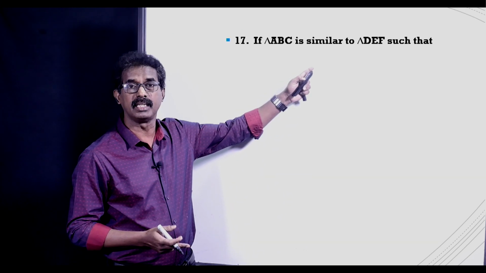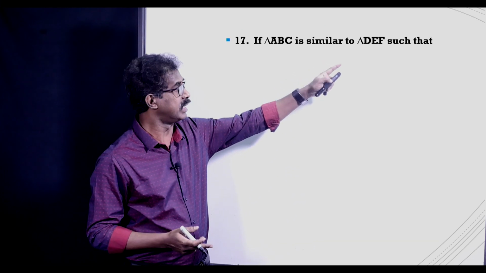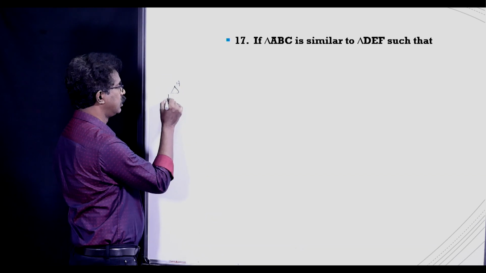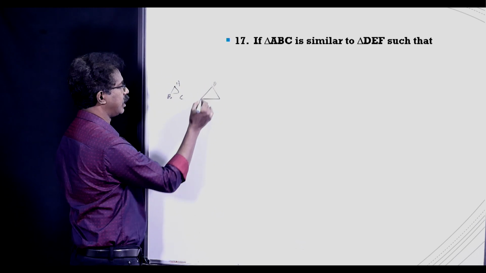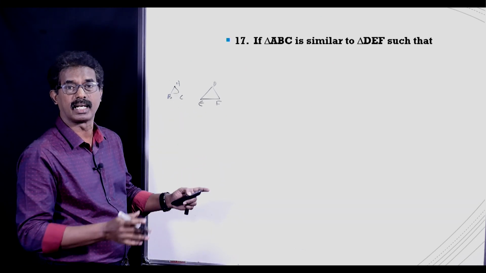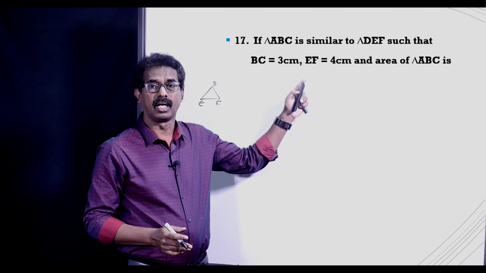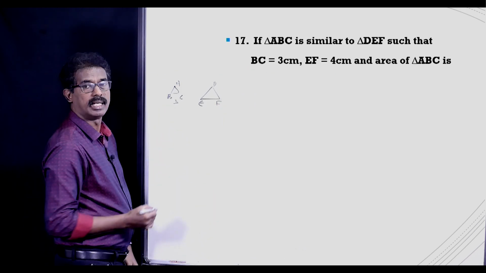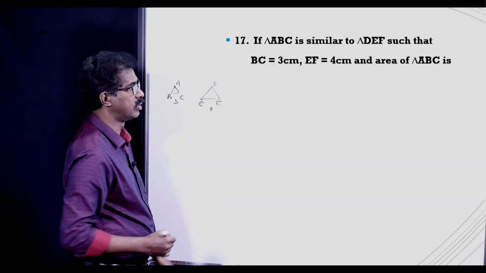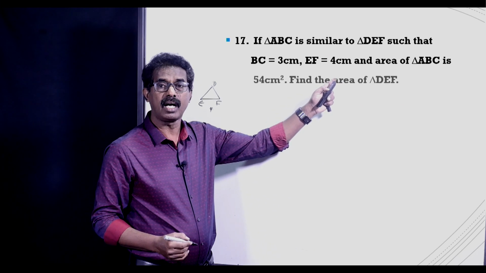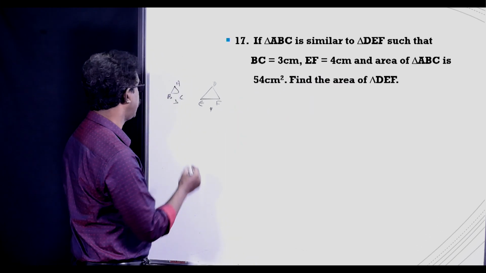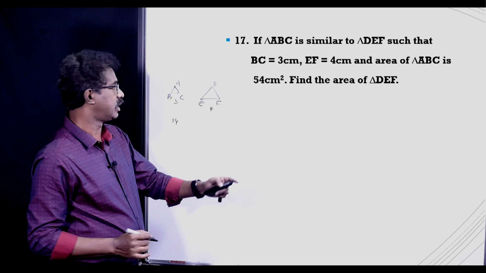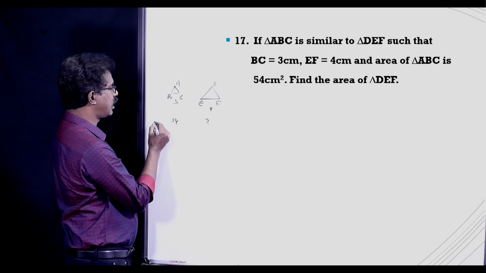Triangle ABC is similar to triangle DEF. The two similar triangles. Okay, now what they said here. Some measurements given. BC is 3 and EF they given us 4. And the area of triangle ABC is 54. They asked to find the area of this triangle, triangle DEF.